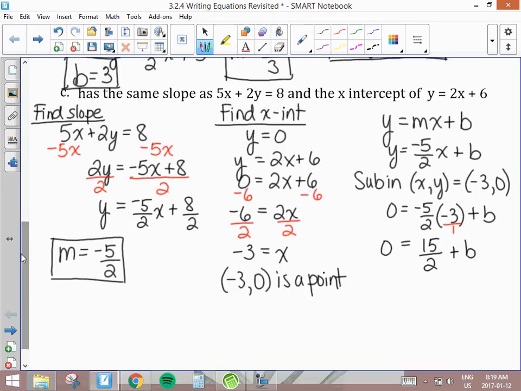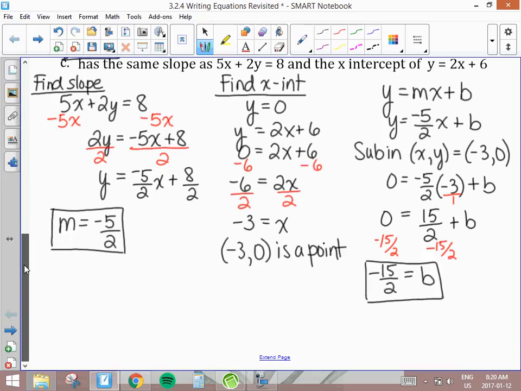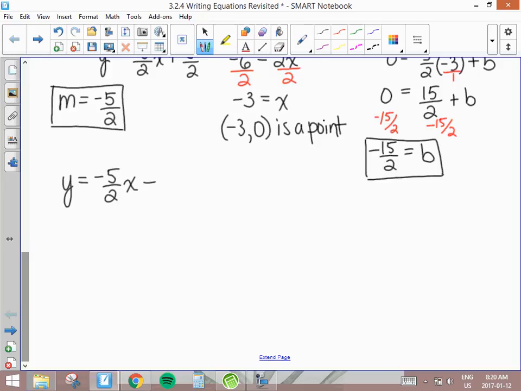Now to get b by itself, I'm going to take the 15 halves, and because it's positive, I'll subtract it to move it to the other side. Equal sign still in the middle. I get that b is equal to negative 15 halves. And now we're almost there. I know that my line is y equals negative 5 halves x. That was our slope from before. And now I also know the b value, negative 15 halves.